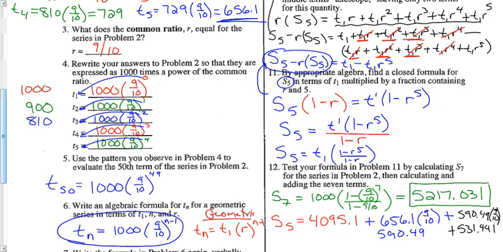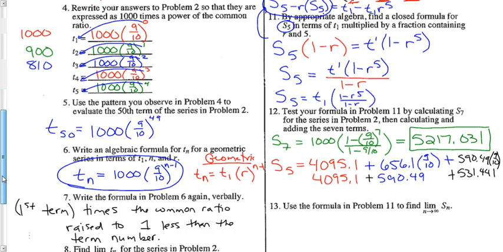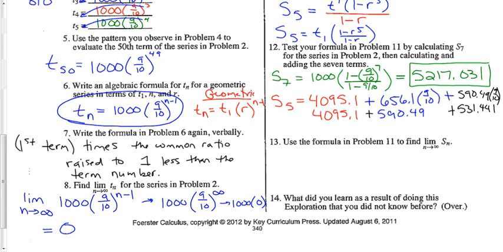So ultimately, what we want to do is add our 5th partial sum, which we had already calculated, plus the next 2 terms, 590.49 plus 531.441, add those up, and I get the same thing, 5,217.031, which is what I wanted. So number 13: use the formula in problem 11 to find the partial sum as n approaches infinity.